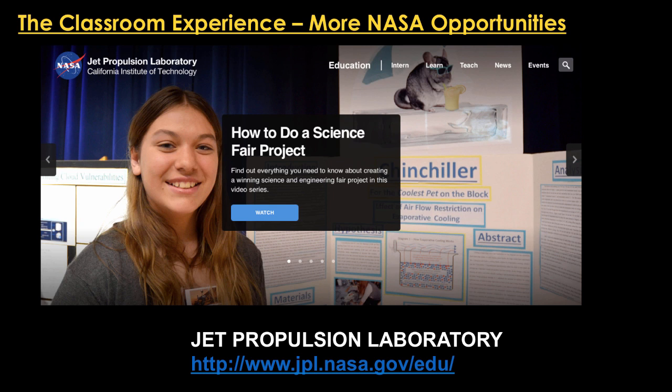Jet Propulsion Laboratory. Matt touched upon Jet Propulsion Laboratory because he worked with them when he was in LA. I keep repeating myself. I can't say enough about the wonderful resources that they have. This is a terrific resource, how to do a science fair project. It helps a child who has never done a science fair project, has probably had no interest in it, and it gets them motivated. Really terrific content.